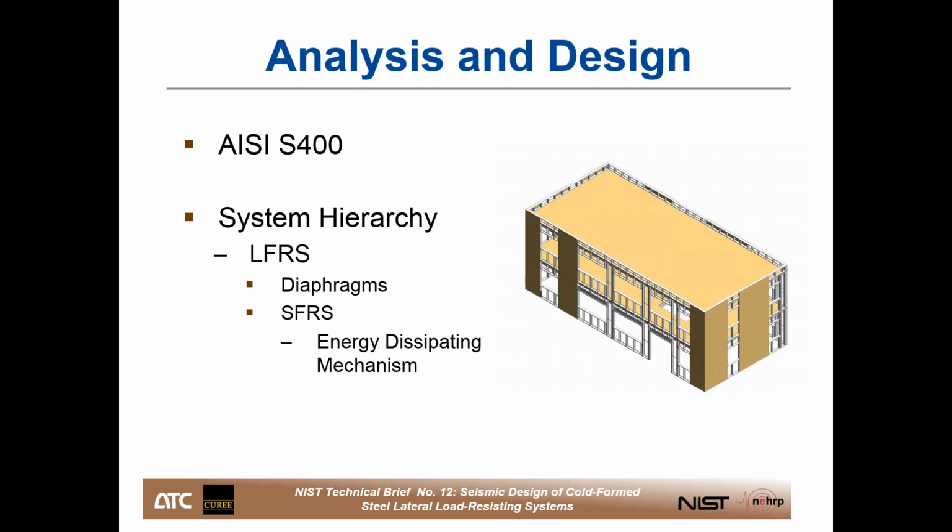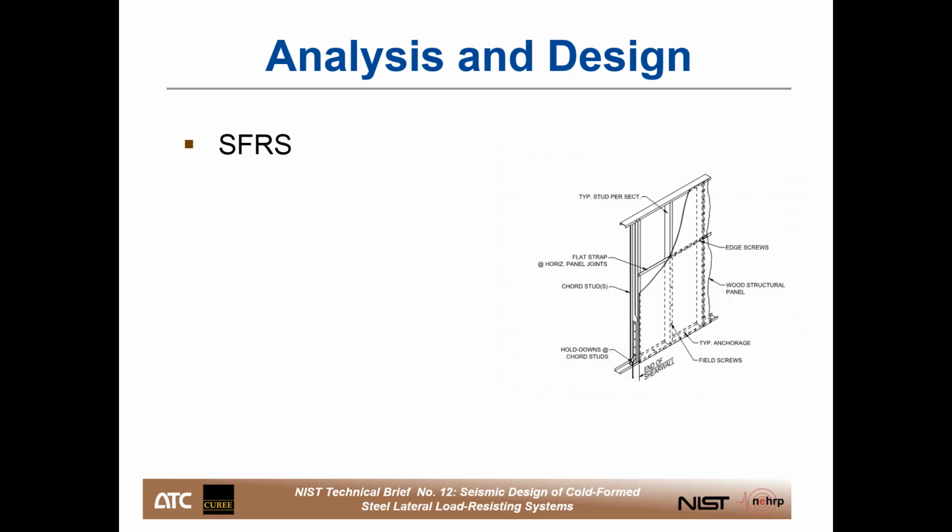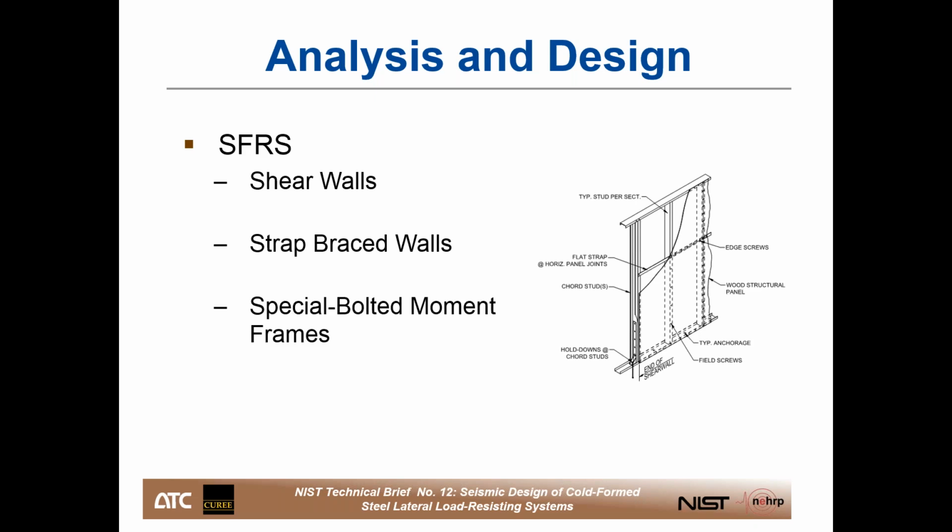So the LFRS is the big picture stuff. The SFRS is more concentrated stuff, specifically designed to resist the seismic forces, normally like a shear wall or a strap braced wall. And within the SFRS, there's an energy dissipating mechanism. And each of those are defined in S400. So within that lateral force resisting system is the seismic force resisting system. Again, structurally, it's the system specifically designed to provide resistance to seismic forces. And common types of CFS seismic force resisting systems include shear walls, strap braced walls, and special bolted moment frames.